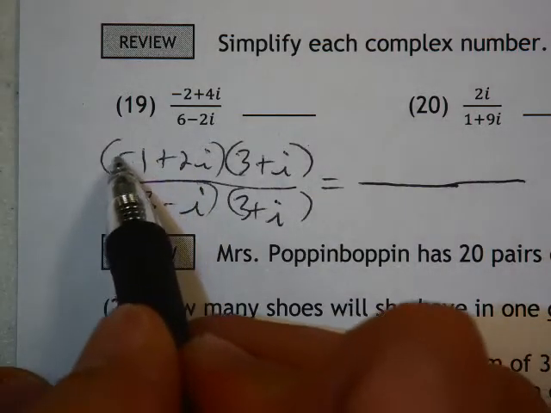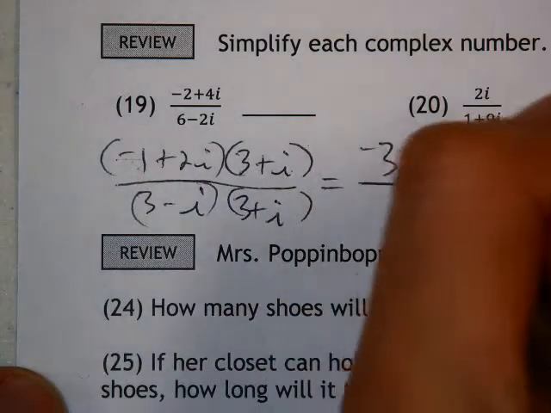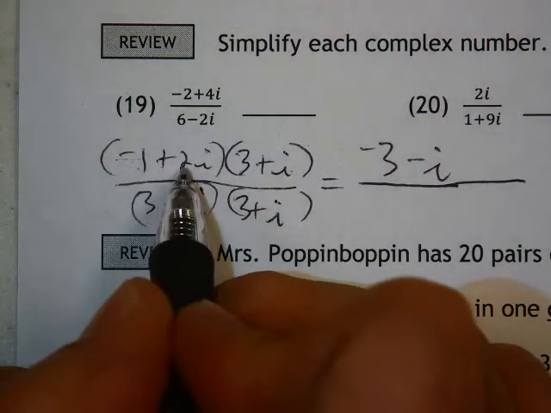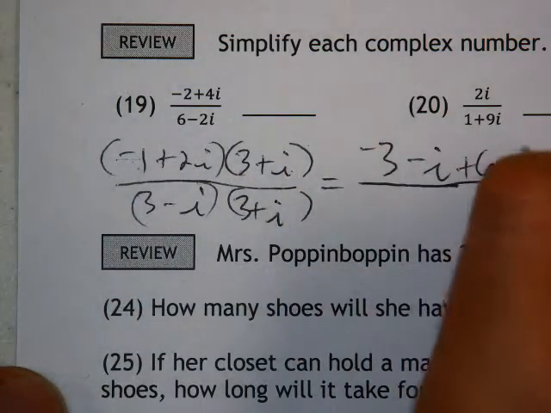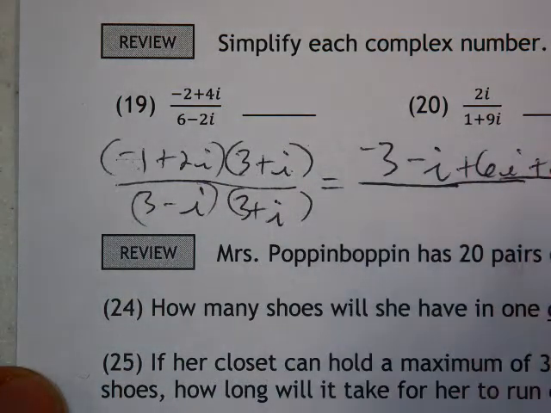Now if we multiply on the top, negative 1 times 3 is negative 3. Negative 1 times i is negative i. 2i times 3 is 6i. And on the end, 2i times i is 2i squared.